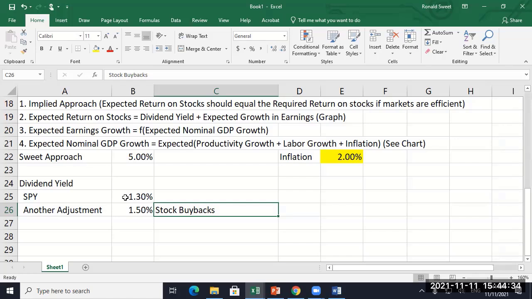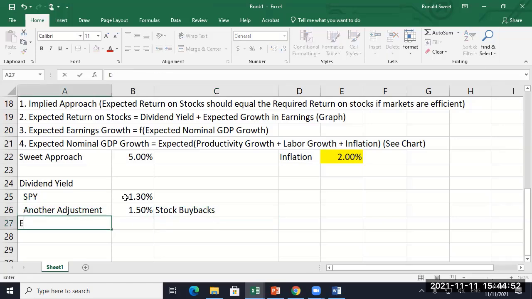Remember, your KE has to be higher than your growth rate. And if your dividend yield is really low, it's going to give you a really low KE. And so adding this extra 1.5% in will help you avoid your KE being too small, right? So that's the reason it could be really helpful. And then we have earnings growth. So there we're using 5%.